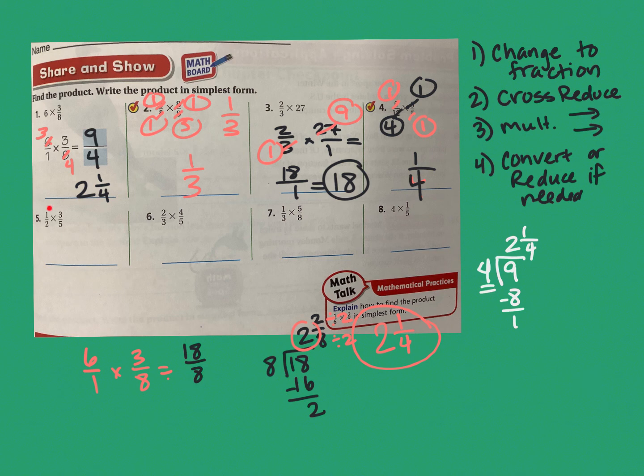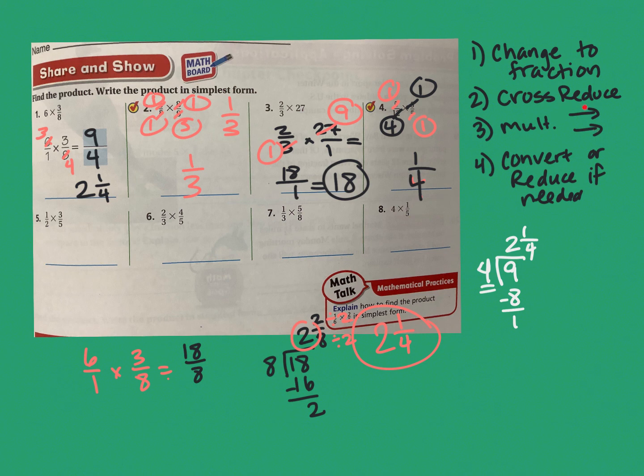Go ahead and try this next one. Pause the video and give it a shot. Okay, you've given it a shot. Let's see. Change everything to a fraction. That is a fraction. Done. That is a fraction. Done. Okay. Let's check for cross reduction. A 2 and a 3. Nothing other than 1 divides evenly into those, so I can't reduce that. And 1 and a 5, nothing other than 1 divides into both of those, so no cross reduction going on in this one. So skip to step 3.